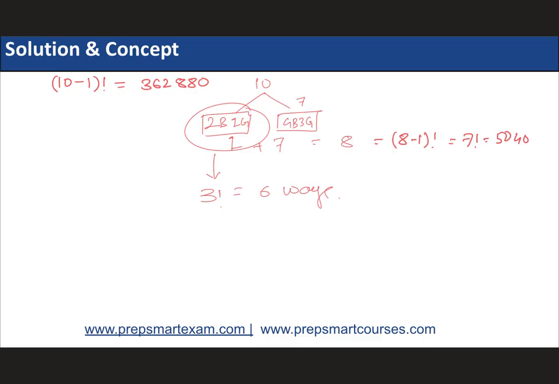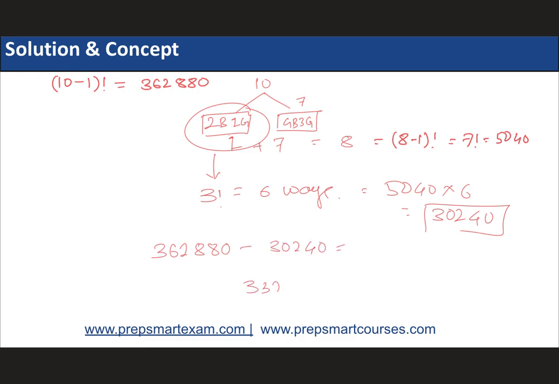Correct? So the total number of ways where the 3 people sit together will be how much? It will be 5040 into 6. That gives you around 30240. So this is the number of ways जब ये लोग साथ में बैठते हैं. हमें क्या चाहिए? We don't want them together. So just subtract it from the total figure that we had calculated, total number of ways. So 362880 minus 30240. So you will get somewhat around 332640, and that is your answer.